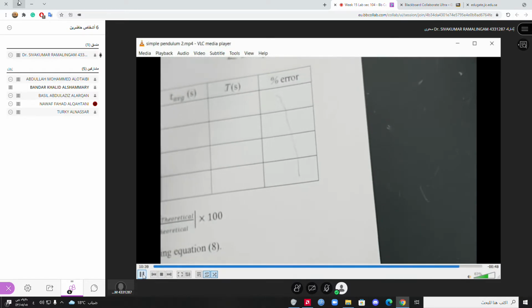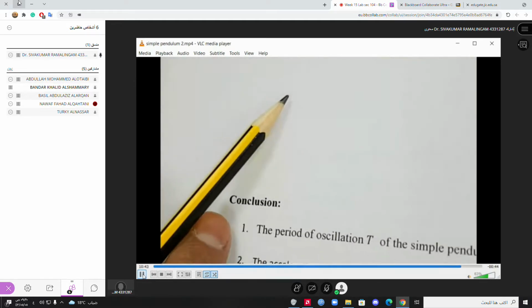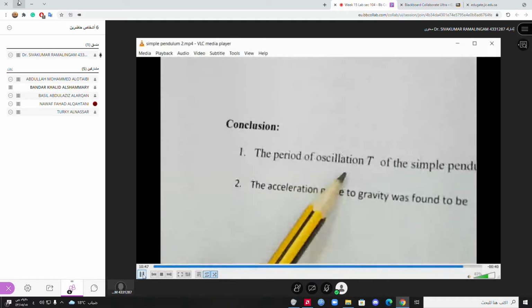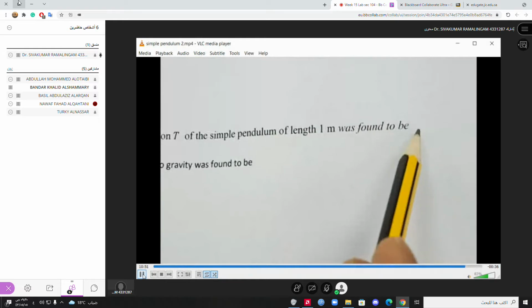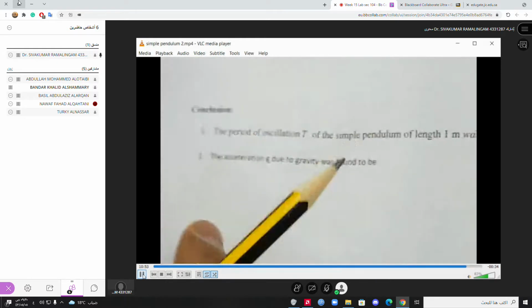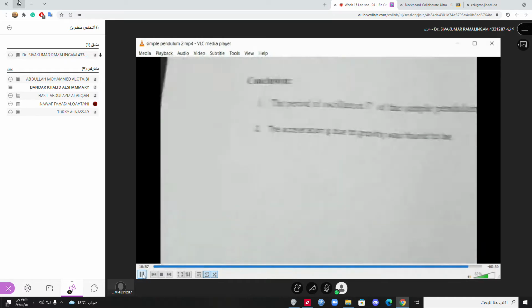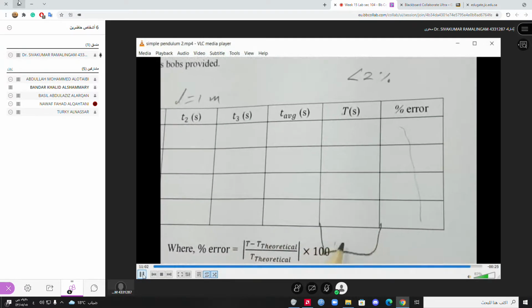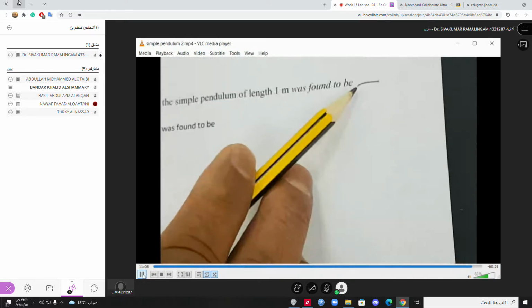And the source of error and conclusion, I will explain to you in the class. And conclusion: the period of oscillation T of the simple pendulum of length 1 meter was found to be... Here we have to report the average value of T. You can get the average of this T from the first part. Average of T, you report it.